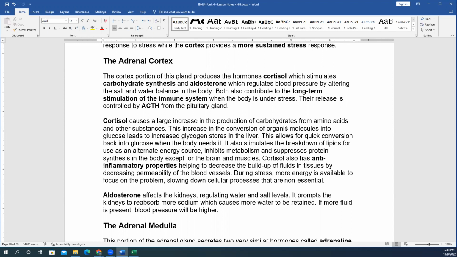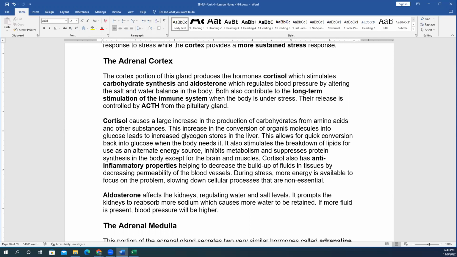So this portion produces a hormone called cortisol. And cortisol stimulates the synthesis of carbohydrates and also another hormone called aldosterone. And aldosterone's job is to regulate blood pressure. And we touched on this, I think, last lesson by altering that salt and water balance in the body.